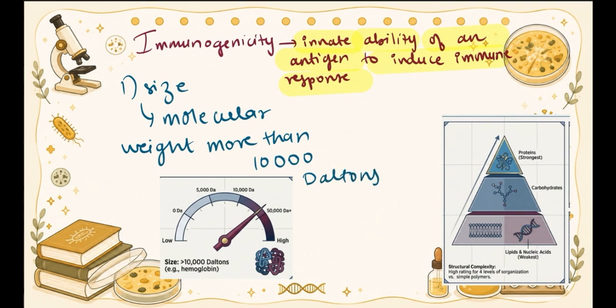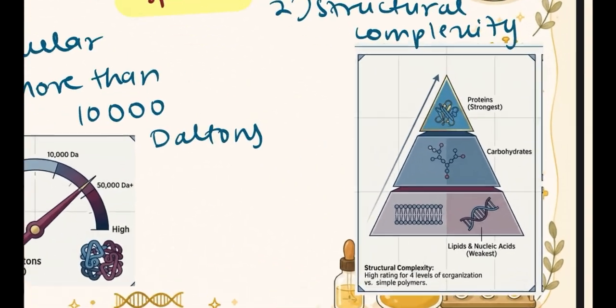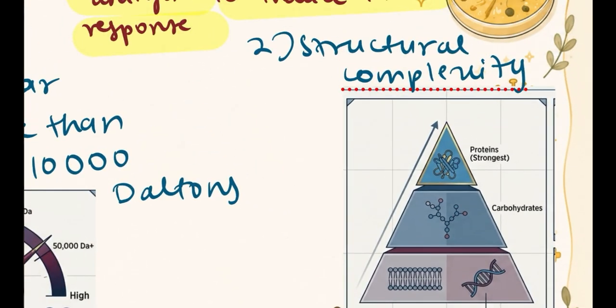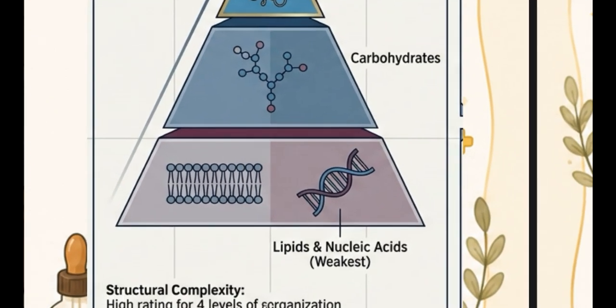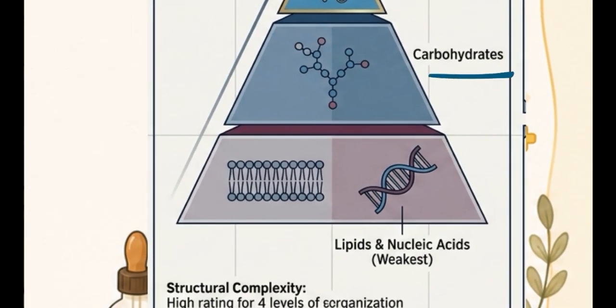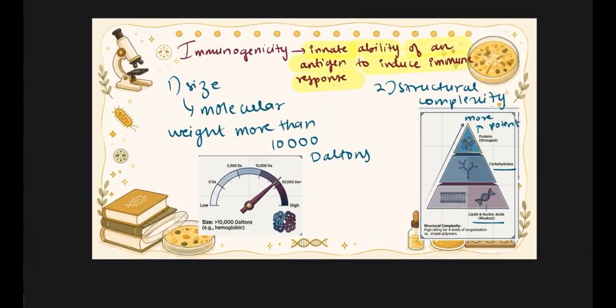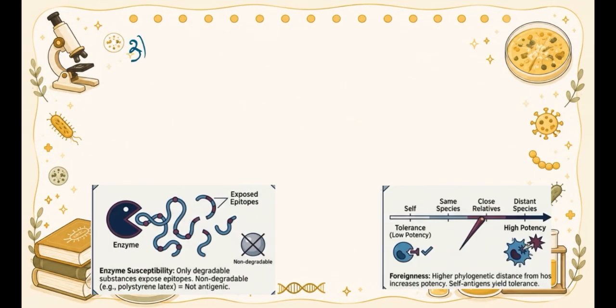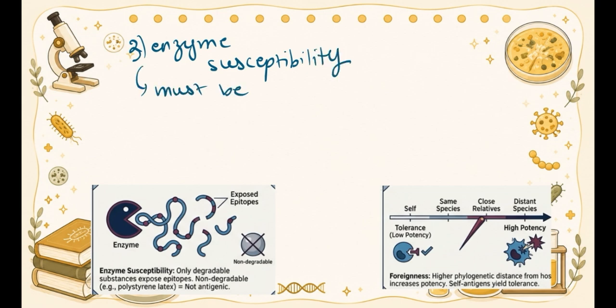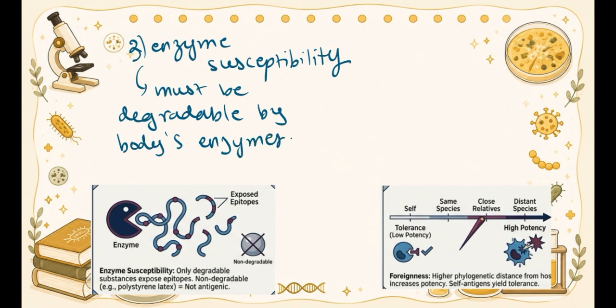Second is structural complexity. Proteins, because they have 4 distinct levels of structural organization, are by far the most potent. Carbohydrates sit somewhere in the middle, while simple, highly repetitive structures like lipids and nucleic acids are incredibly weak antigens. Third is enzyme susceptibility. A substance absolutely must be degradable by the body's enzymes so it can expose its unique identifiers, which we call epitopes. A completely non-degradable material, like a piece of polystyrene latex, just isn't antigenic at all.